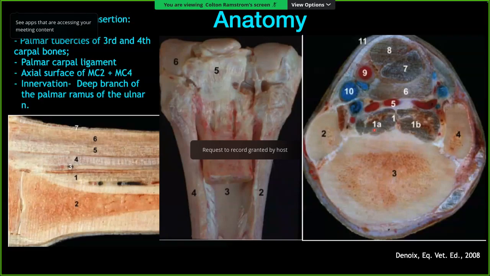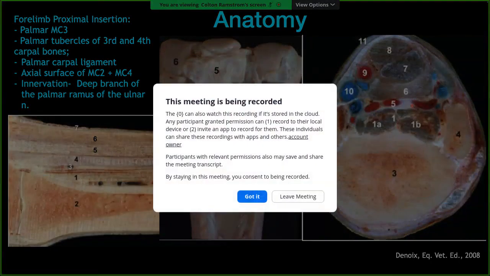kind of joined together, and we have our medial and our lateral lobes This of the meeting is suspensory. being recorded.